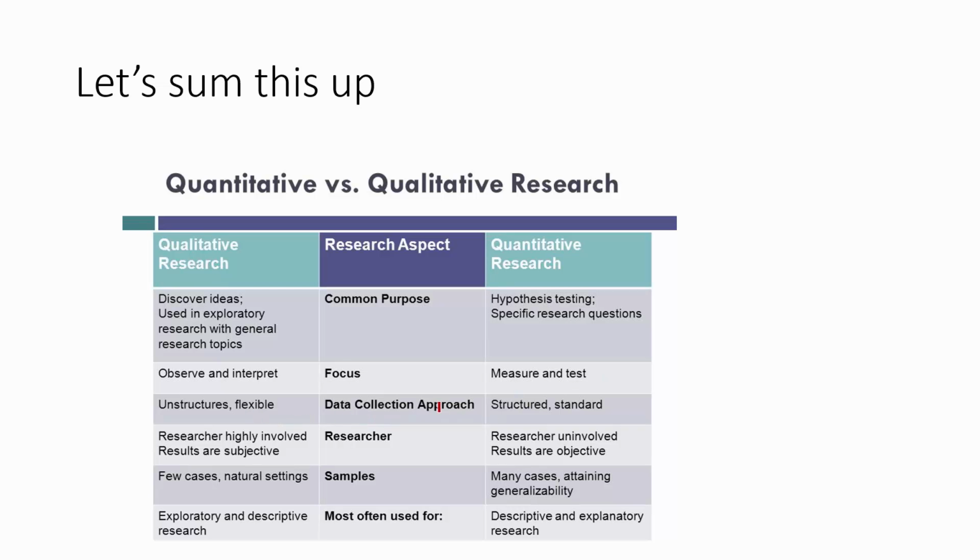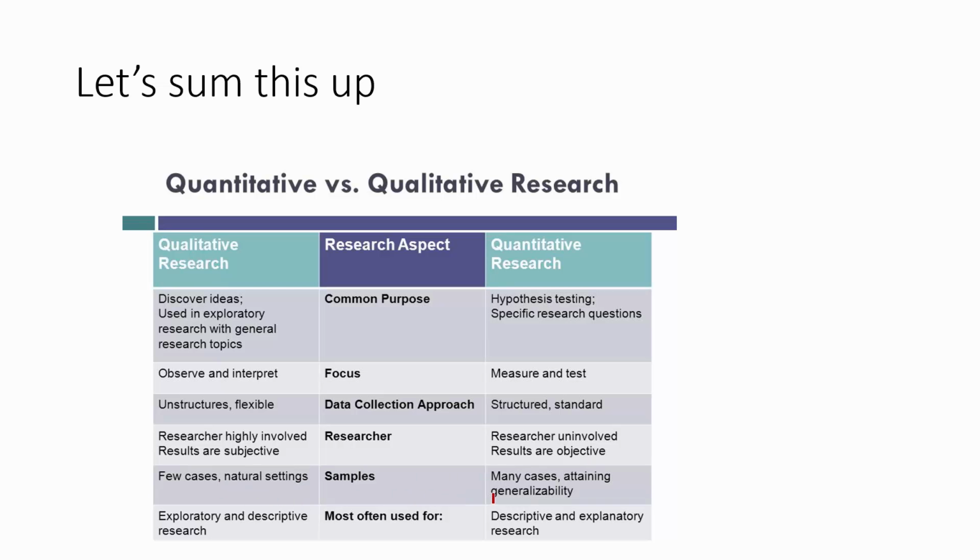Look at the relative structure between the two. Obviously, quantitative has to be much more structured and standard because anything you do to change the variable adds error to the study. The researchers are very involved in qualitative research because they have to interact. In quantitative research, they are not as involved because the participant interacts with the variable or with the intervention and not directly with the researcher in the vast majority of cases.